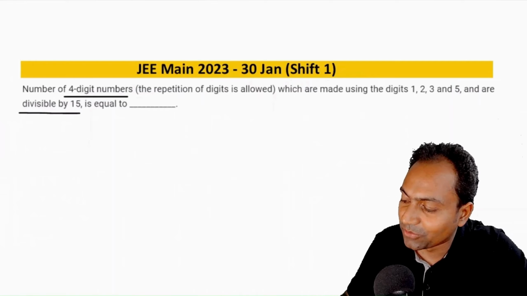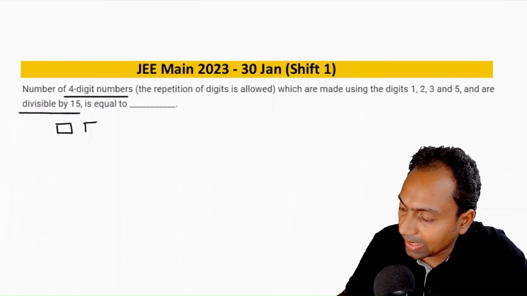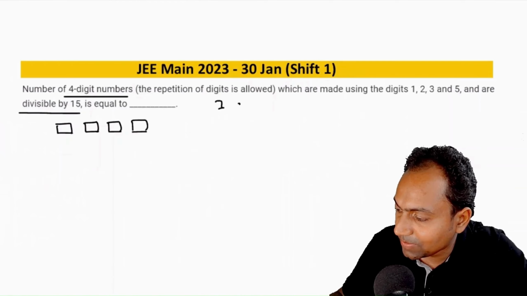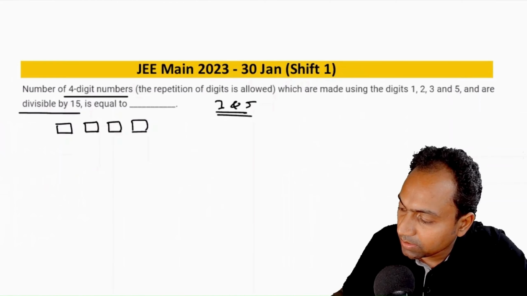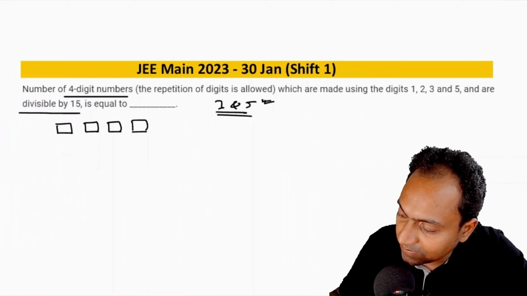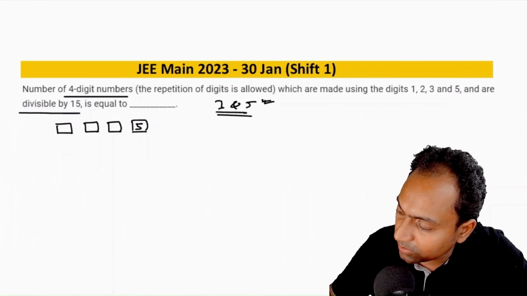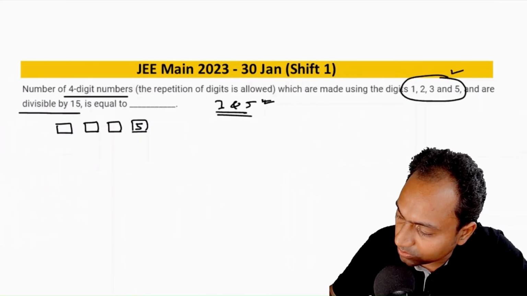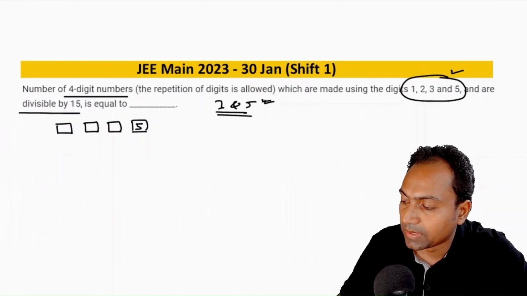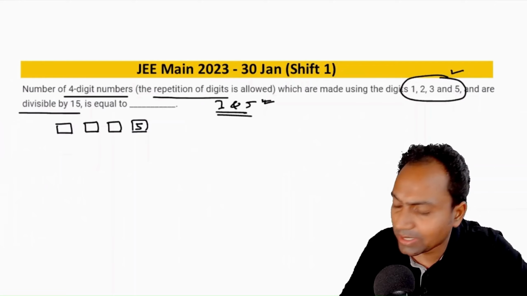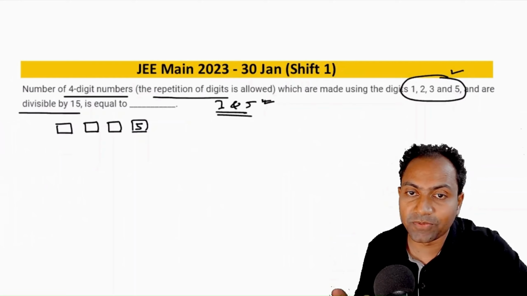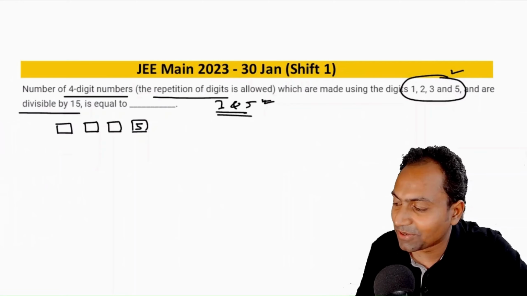They want us to make a 4-digit number, and this needs to be divisible by 15. What would that mean? This needs to be divisible by 3 and 5 both. Now, for the divisibility of 5, the last digit needs to be a multiple of 5. So here we need to put 5 only, because we need to choose a number out of 1, 2, 3, 4, 5, and the repetition of digits is allowed. Again, we can repeat 5, but the last digit needs to be 5. Otherwise, it will not be a multiple of 15 or 5.